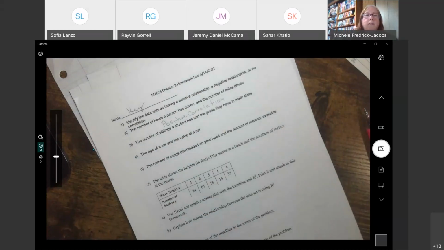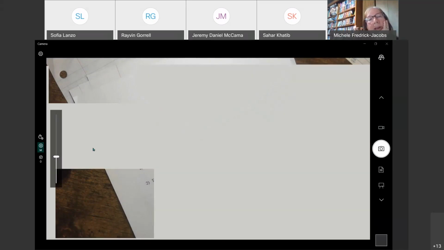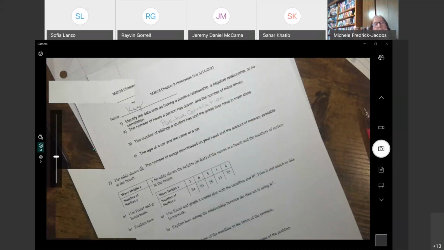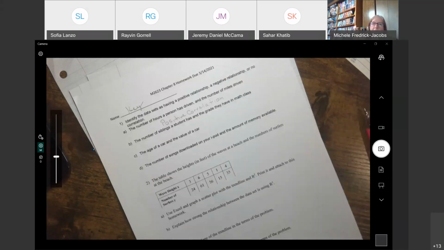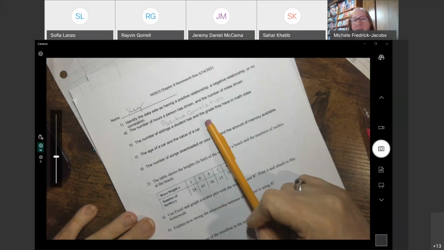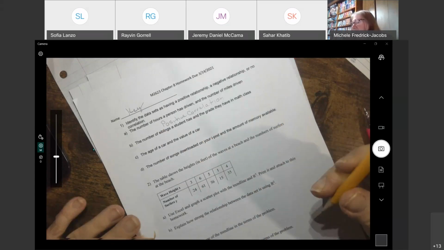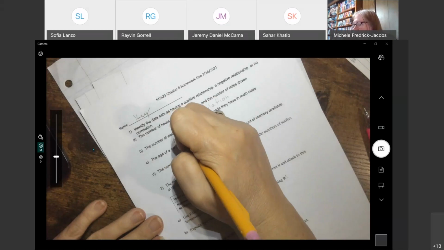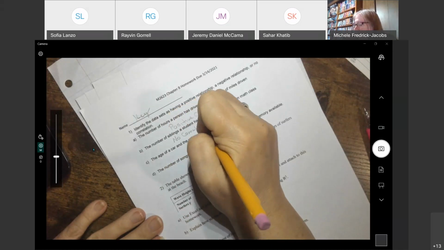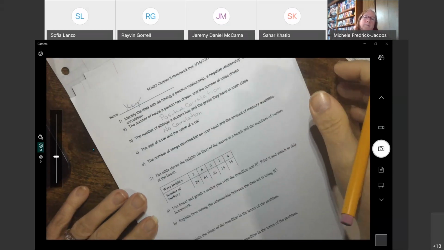Any questions on that? The number of siblings a student has and the grade they have in the math class. No correlation. Although some students would argue that having too many siblings makes too much noise, which means you have a low math grade. But technically, there should be no correlation. Any questions on that one?